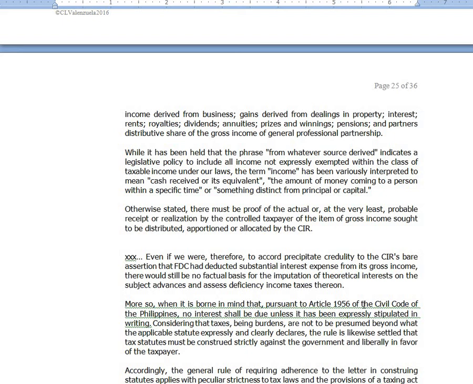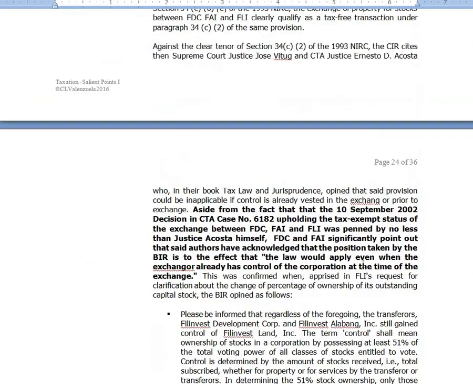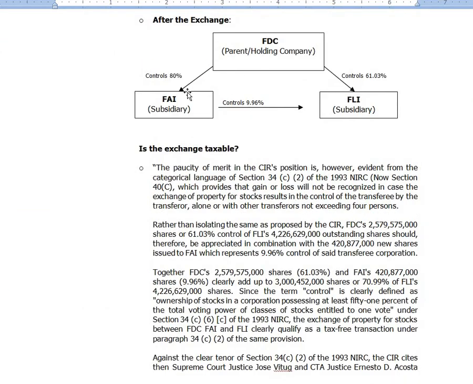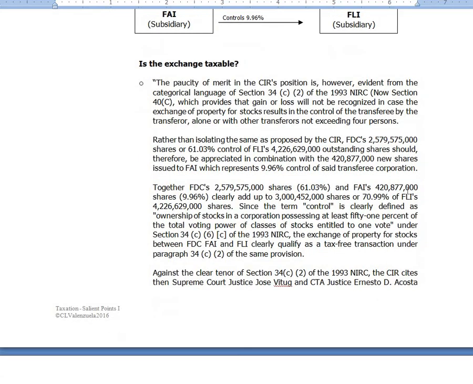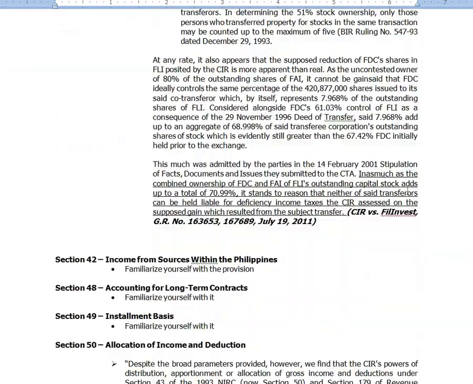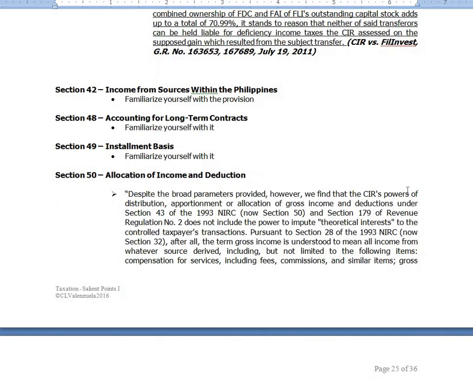What happened in FDC is there are just vouchers, there are just intercorporate memorandums allowing the advances to FAI and FLI. So what they have here is not really a loan contract, but just the documents between two related parties, okay? Just the IOUs. The Supreme Court said the CIR cannot do that. No, you cannot impose theoretical interest.